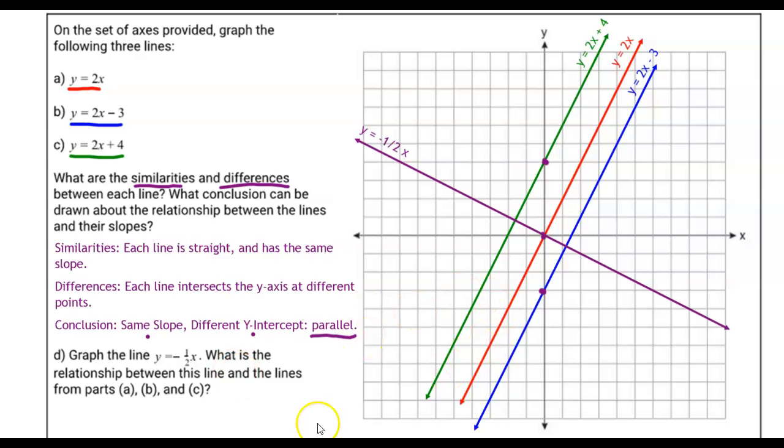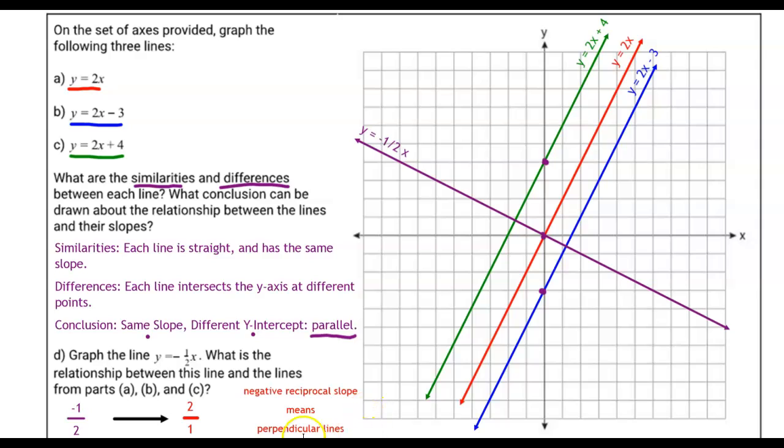What's the relationship between this line and the lines from parts A, B, and C? Well, let's prove something about the slopes first. So here's one thing that you could notice. This negative 1 over 2, which is the slope of the purple line, is the negative reciprocal of 2 over 1, which is the slope of the red line, and also the green line, and also the blue line. Which means, since they are negative reciprocals, we can tell that these lines are perpendicular.